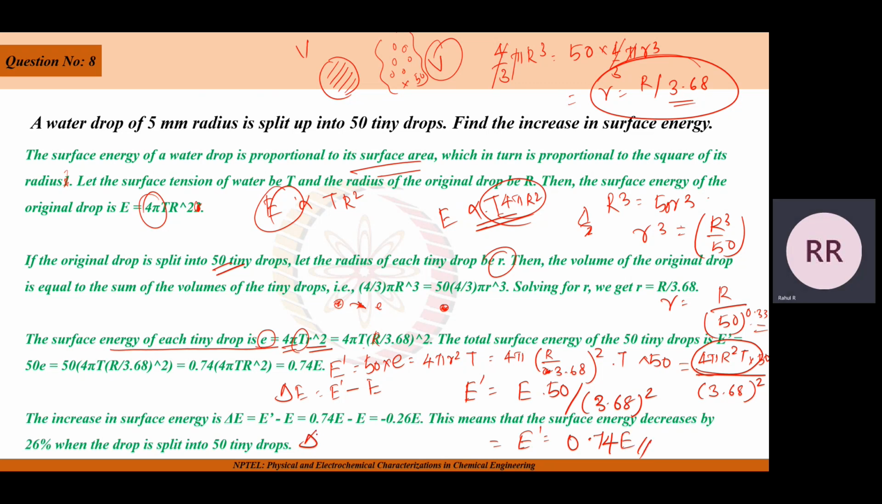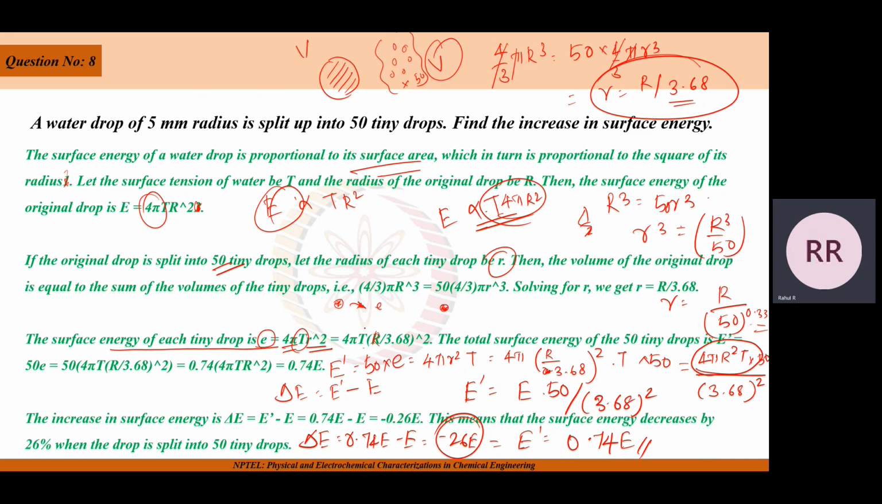Now doing the calculation, delta E is equal to 0.748 E minus E, that is equal to minus 0.26 E. So this implies that delta E, the energy difference between the new state, which is 50 tiny droplets, and the original state, which was a whole 5 millimeter radius water drop, is minus 0.26 E. So there is a difference of this.